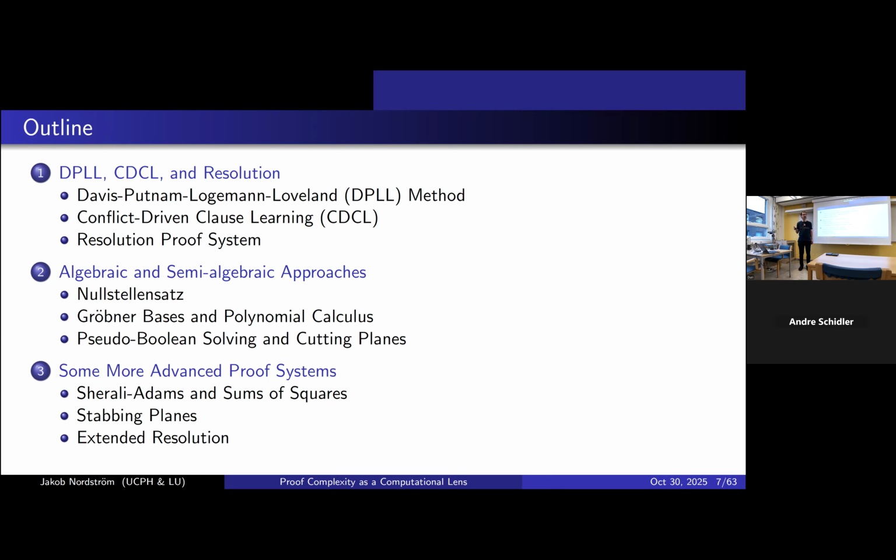And then towards the very end, depending on how we're doing on time, I will probably say something very brief on more advanced proof systems such as Sherali-Adams and sums of squares, where you go into hierarchies of linear programming and semi-definite programming, the stabbing planes proof system, which is connected to mixed integer linear programming, and also a little bit about the extended resolution proof system, which is needed to model everything that SAT solvers can do. So this is the plan. This is the outline for today.